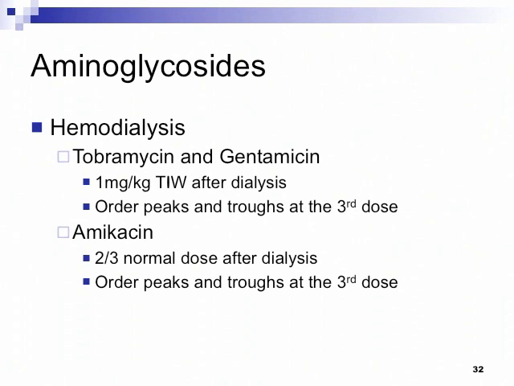For the hemodialysis, the regular hemodialysis 3 times a week, 1 milligram per kilogram. And we still order a peak and 12 after the third dose. Amikacin is 2/3 of the normal dose after hemodialysis. We still give a loading dose, but then we have to do the replacement by 2/3 of the normal dose after hemodialysis. And we still have to check a peak and 12.